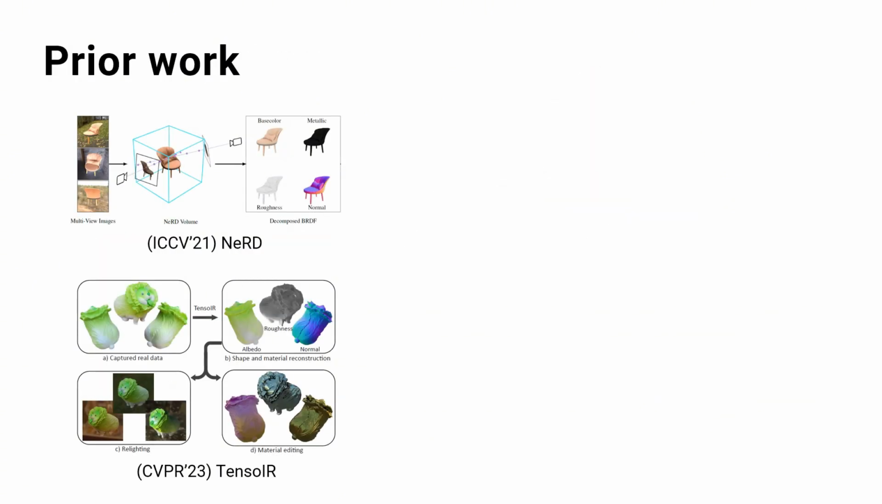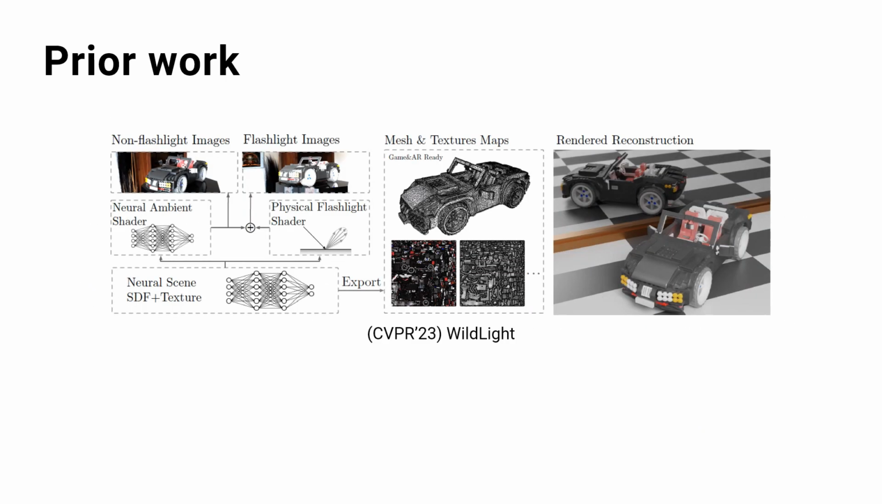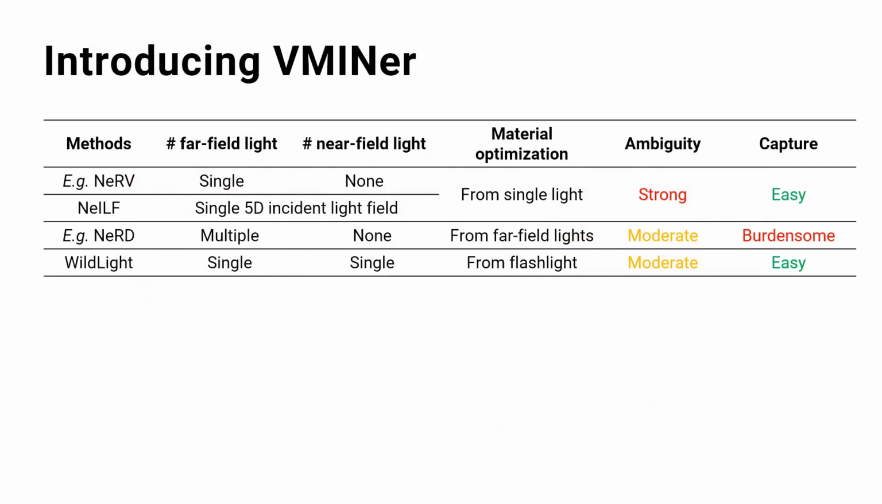Some existing methods, such as NeRD and TensoIR, leverage inputs under multiple but only far field lighting to keep unknown lighting parameters manageable. The far field assumption causes an increased workload on the data collection and pose estimation process, as throughout the capture, the environmental lighting setup has to be changed. Another method, Wildlight, uses a camera-collocated flashlight in addition to the ambient lighting. It does not harness available observations under the ambient lighting for inverse rendering, leading to a degradation of its estimated material. To address the aforementioned shortcomings summarized in this table, we introduce VMINer.